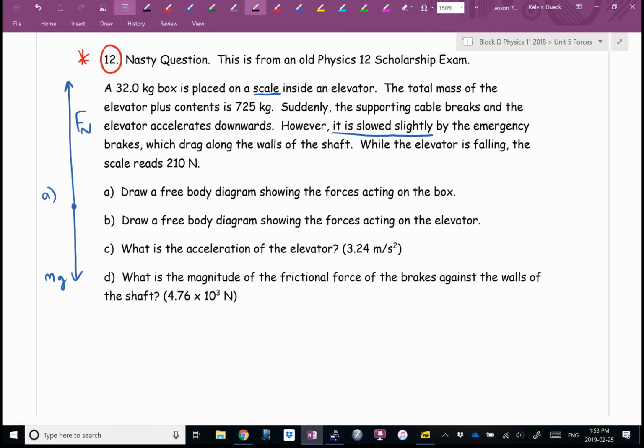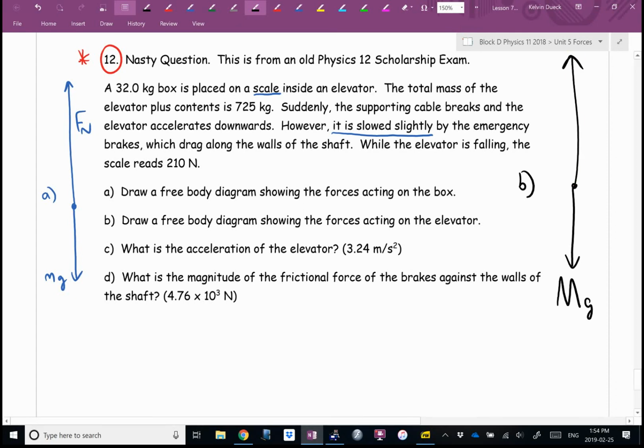B says, draw a free body diagram showing the forces on the elevator. Okay. What are the forces acting on the elevator? Get the obvious one. I'm going to go big MG for big mass elevator and little mg for box, or I could have called it M1 and M2. Which way is the elevator moving? Is it speeding up or slowing down? Which way must there be an unbalanced force then?